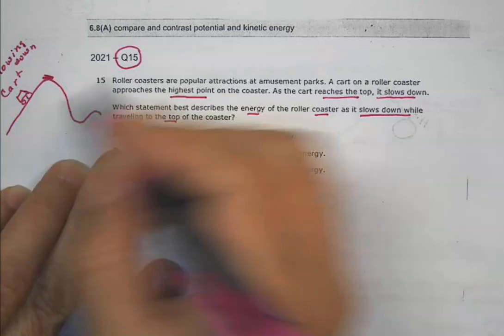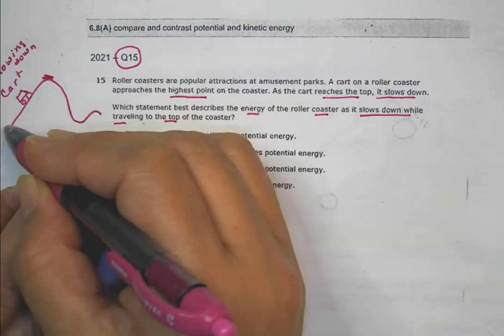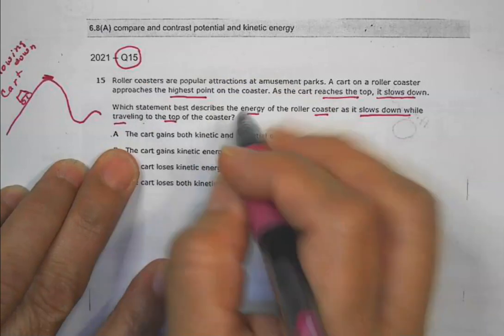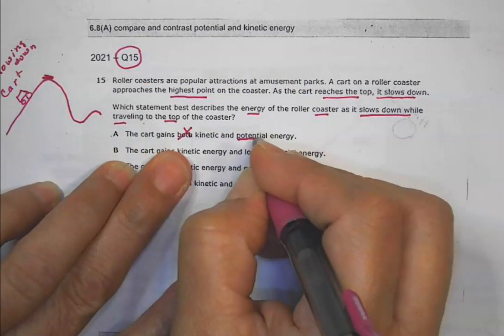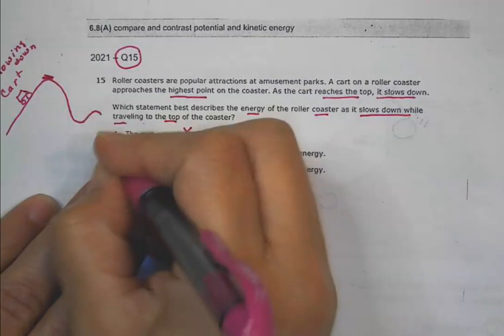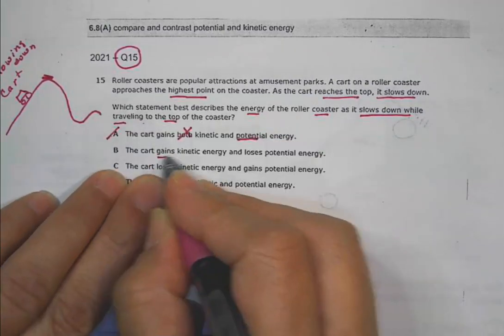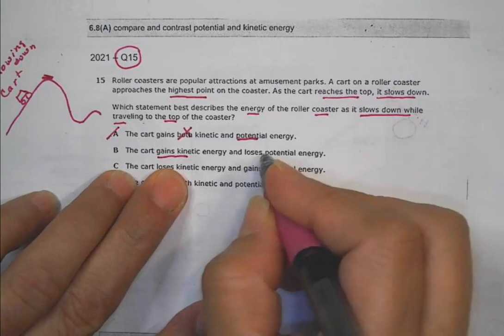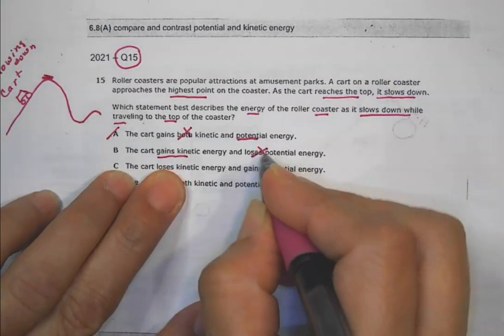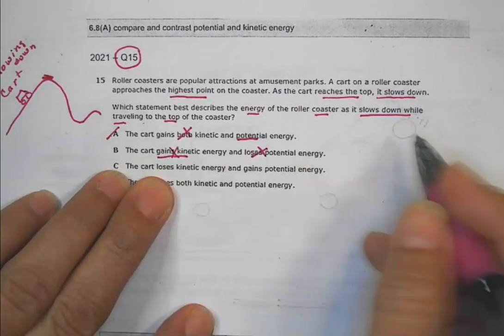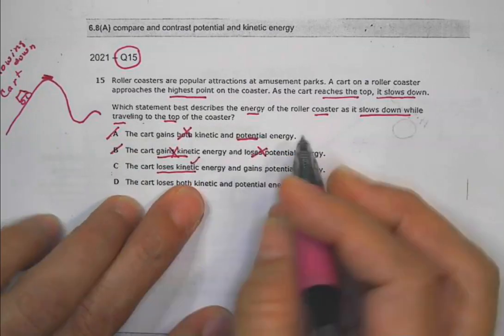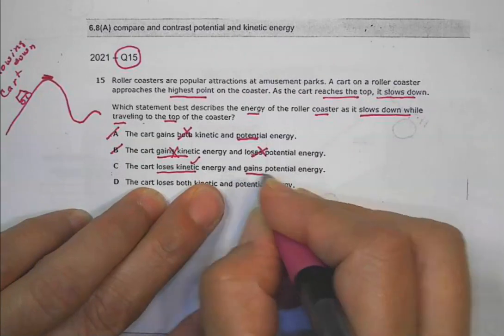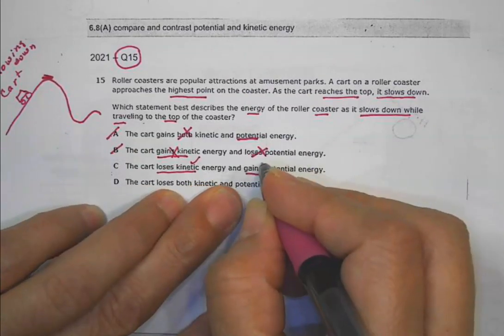Well, as it's going up, it's losing kinetic and gaining potential. So no, it cannot be that. It gains potential as it's moving up. The cart gains kinetic energy and loses potential? No, it's losing kinetic. Okay, it's the other way around. The cart loses kinetic energy and gains potential. Very good, I like this one.